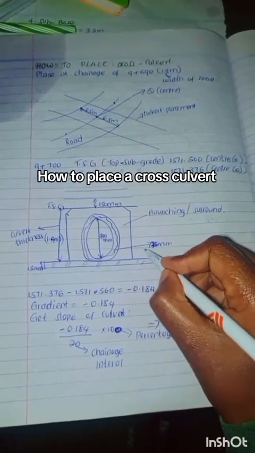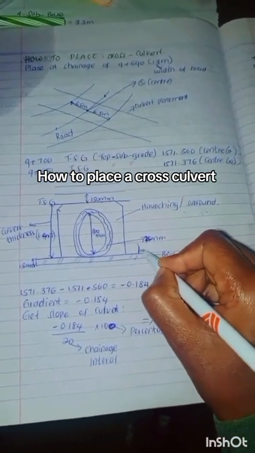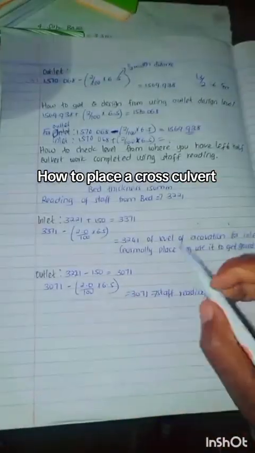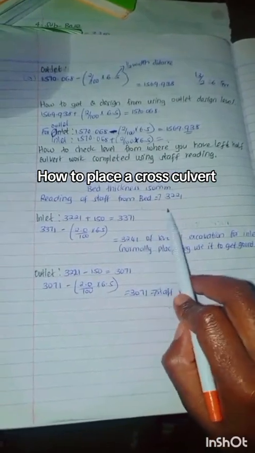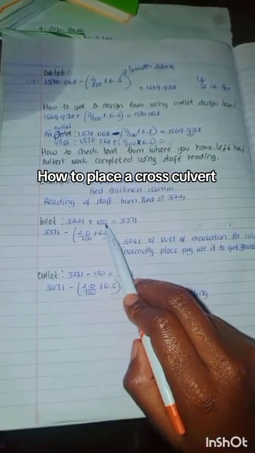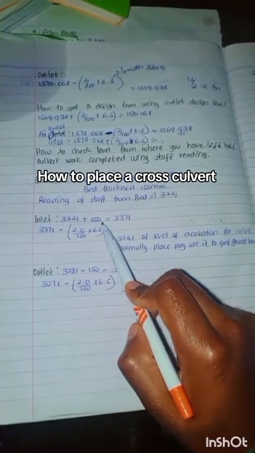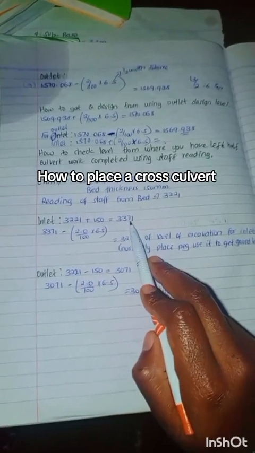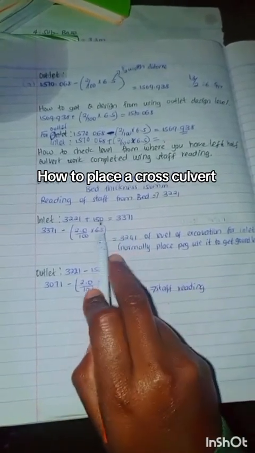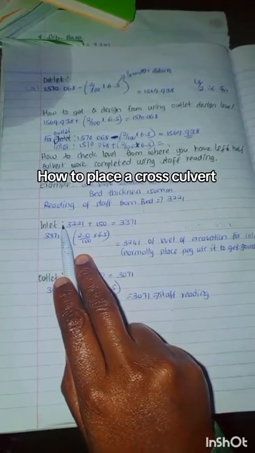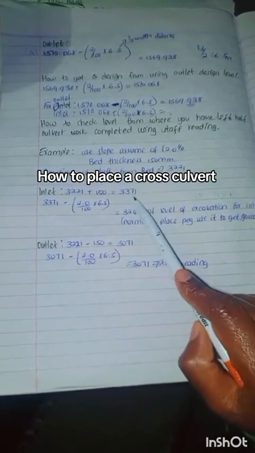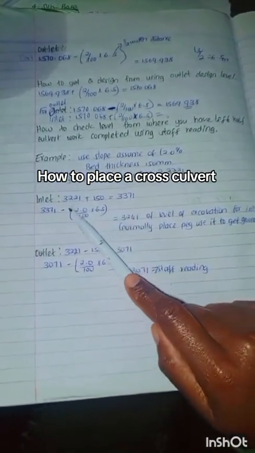So here you press the staff, and you read here 3221, using the staff level. So the 3221, you add the thickness of this bed, and you get 3371. 3371, we are using it to calculate the inlet level.